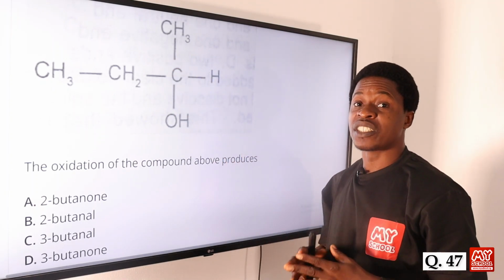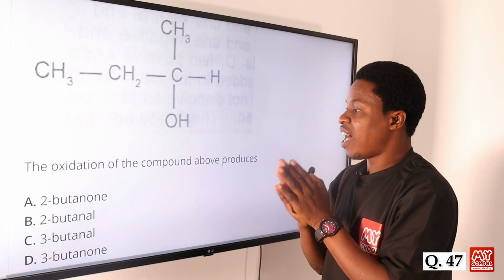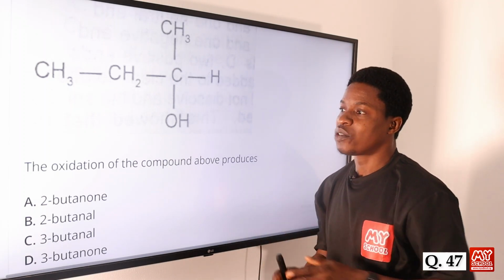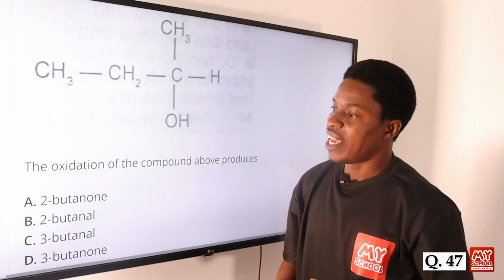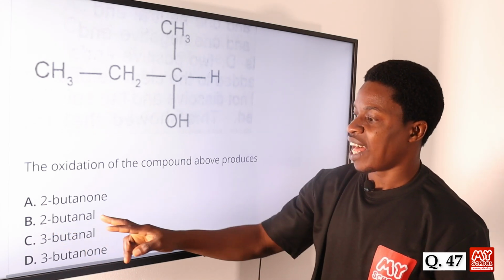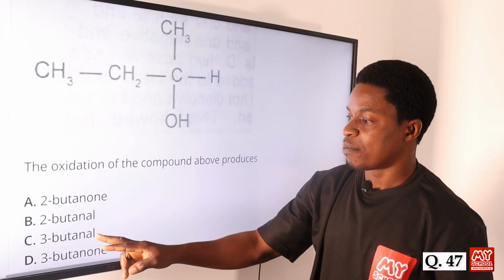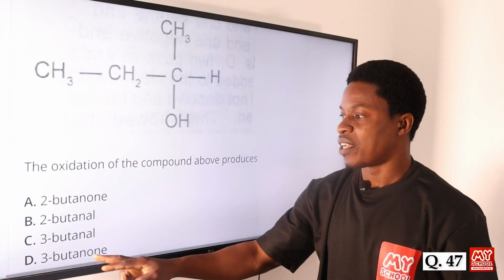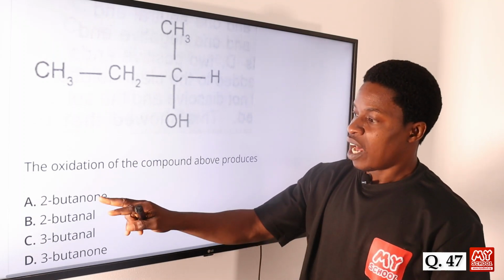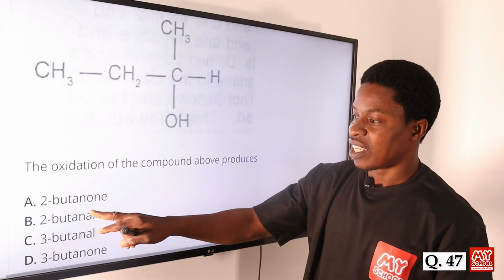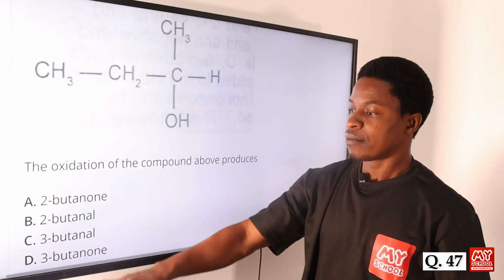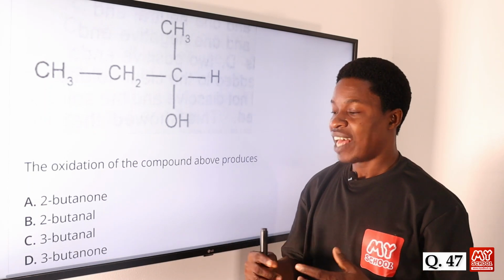And then we said oxidation of a secondary alcohol, or alkanol, usually will give rise to what we call ketones. So let's look at the options we have. Option A says 2-butanone, option B says 2-butanal, option C says 3-butanal, option D says 3-butanone. Of course, a ketone will always end with -one. Butanal is an aldehyde, so it cannot be. So options B and C are eliminated, and we have options A and D as possible answers.